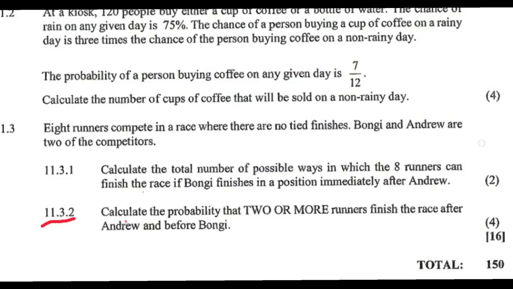11.3.2. What a nice question. Calculate the probability that 2 or more runners finish the race after Andrew and before Bongi. So the 4-mark question. Now must remember we need to calculate the probability that 2 or more runners finish the race after Andrew and before Bongi. So first of all, determine the total possible outcomes.